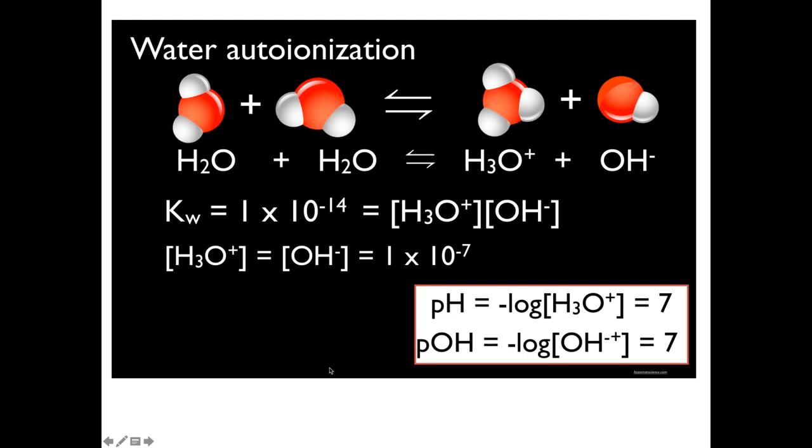And that is actually how we get a pH of 7, because in perfectly distilled water, the hydrogen concentration is 1.0 times 10 to the negative 7. So that gets you a pH of 7.